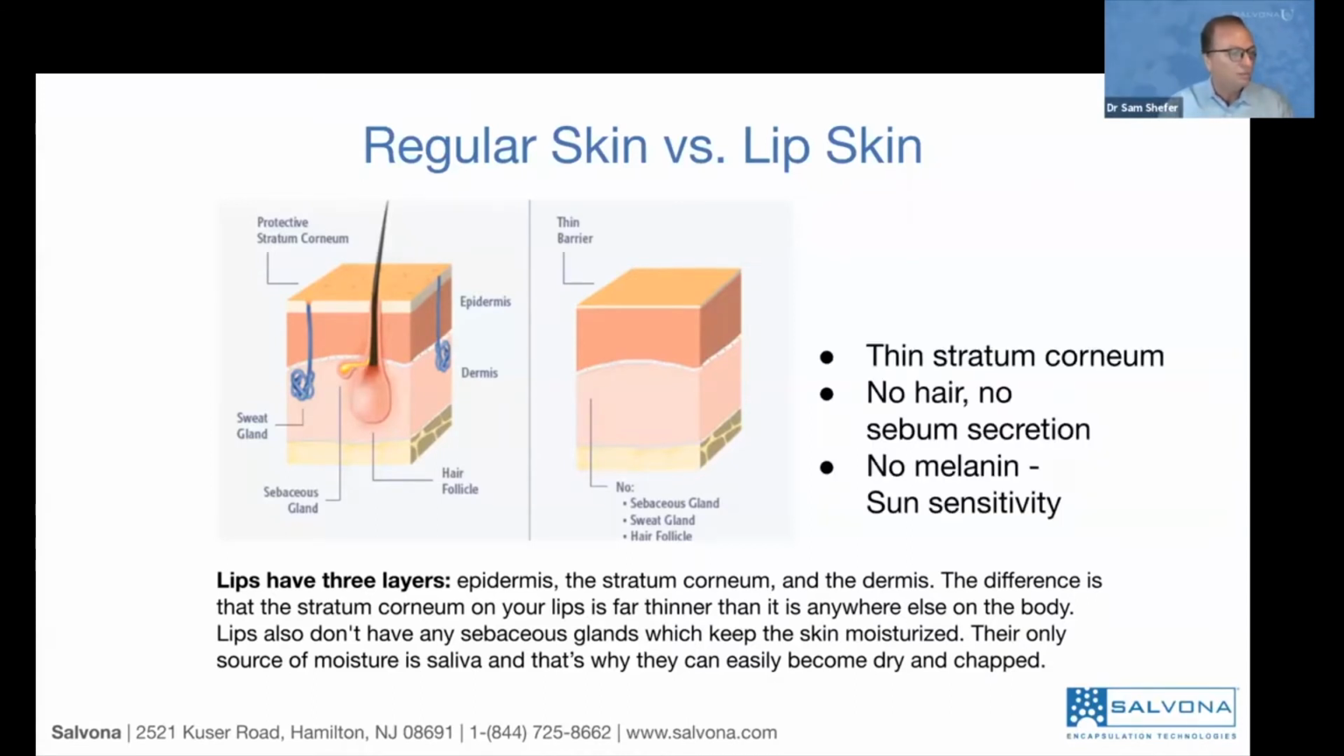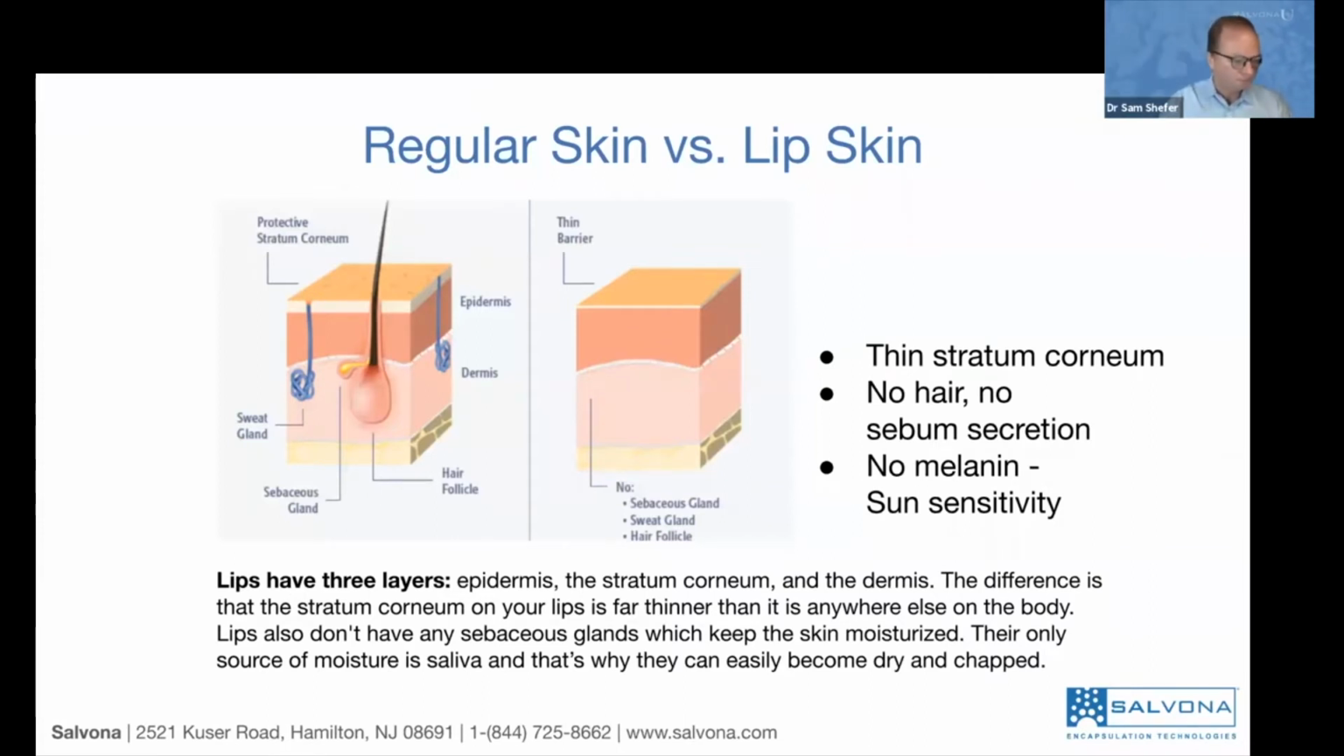So number one, because of the thin stratum corneum, the skin is very sensitive. It's sensitive to dryness, to light, radiation, and to many chemicals. There is no hair, I said, which means there is no sebaceous gland secretion. There is no way to moisturize our lips. On the skin, we continuously release sebum, which naturally moisturizes our skin. We don't have this on the lips. That's why we always think about how to moisturize our lips.